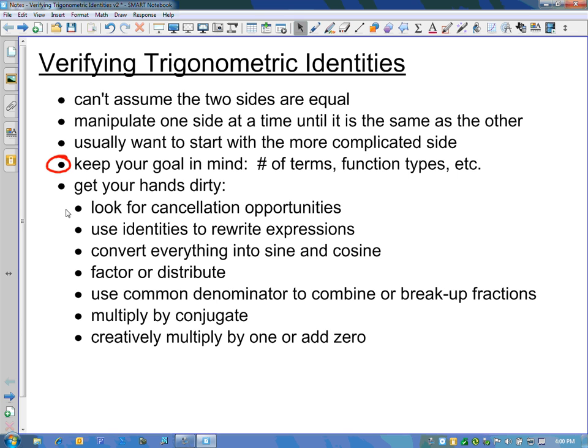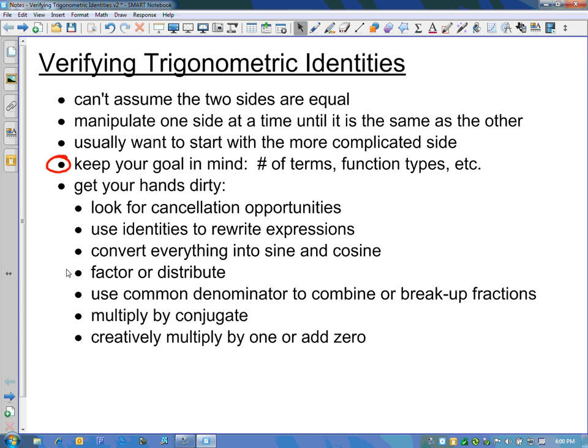There are certain things that we can do. We can look for cancellation opportunities. We can use identities to rewrite expressions, especially the Pythagorean identities. Those are very good for exchanging monomials for binomials or vice versa. If worse comes to worse, we can always convert into sine and cosine. Sometimes the algebra is a little easier that way, and also we get some cancellation opportunities that seem to pop up.